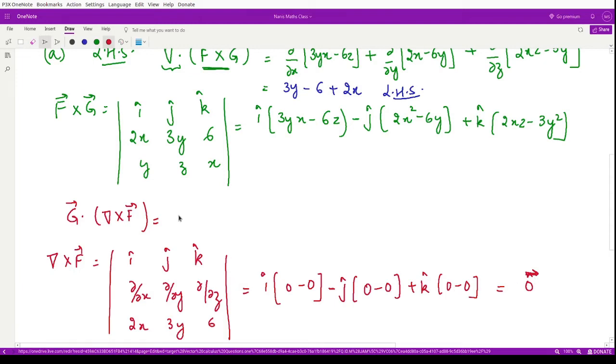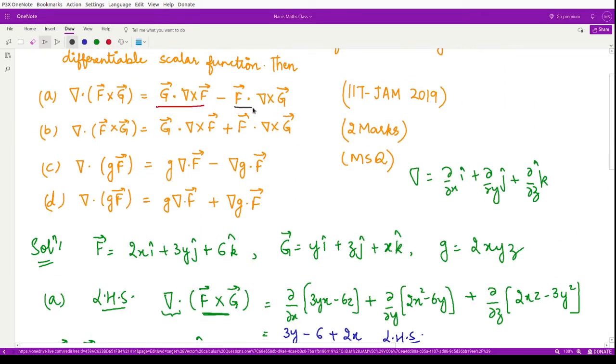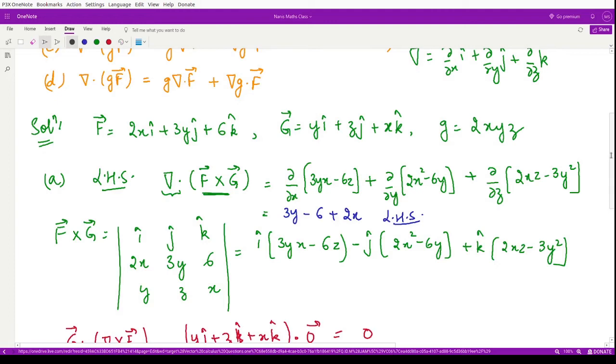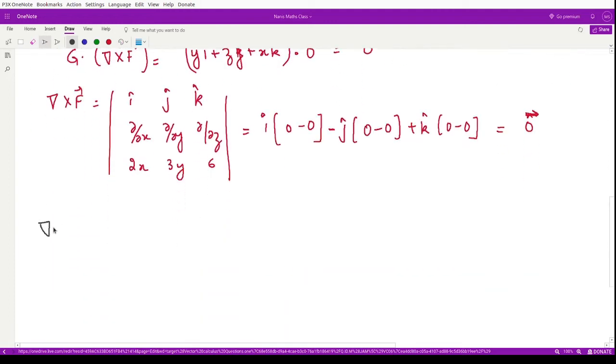So finally you are to take the dot product with g. G is the vector y i cap plus z j cap plus x k cap, dot with the 0 vector, which is obviously going to be 0. So one part is coming to be 0 here. For the second part, for option A, we are to compute f dot del cross g. Yes. So first of all, we'll be computing del cross vector g.